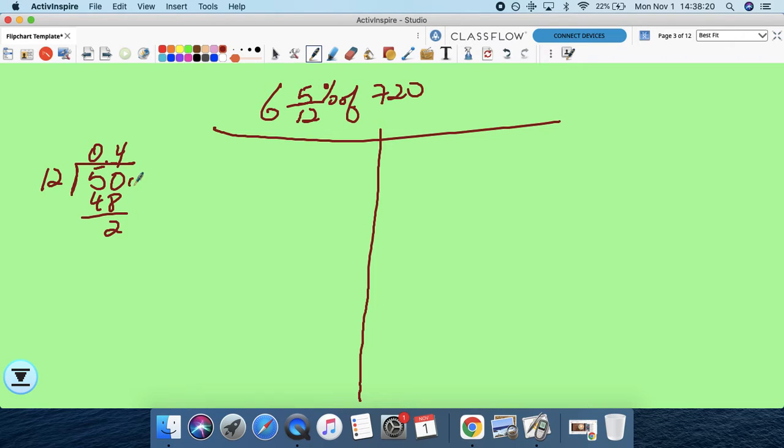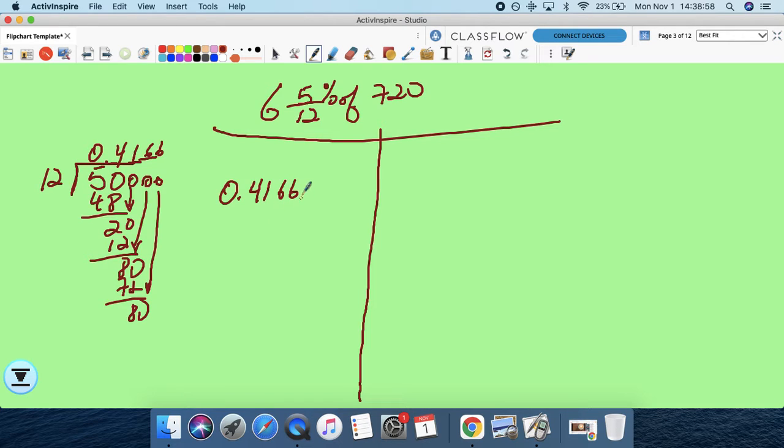That gives 0.4, then 48, remainder 2, bring another 0 down, 12 goes into 20 one time, it's 12, 8 becomes 80, this is 6, this is 72, and now you'll notice that the 6 is going to be repeating. Because the question doesn't say anything, in my class, if this was a quiz or test question and you wanted to do the decimal, I'd ask you to please take this 0.41666 and round it to the nearest hundredths, so it would be 0.42.